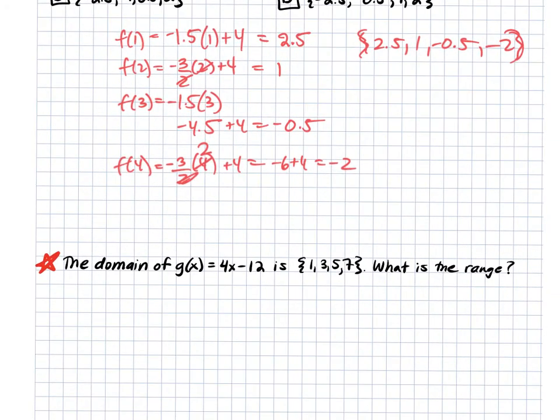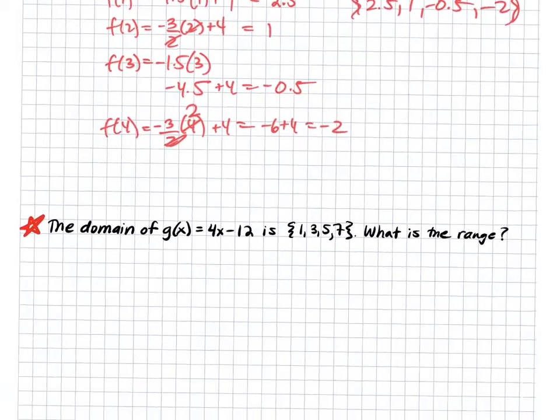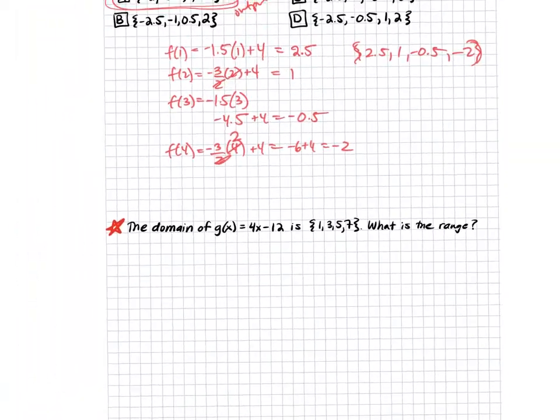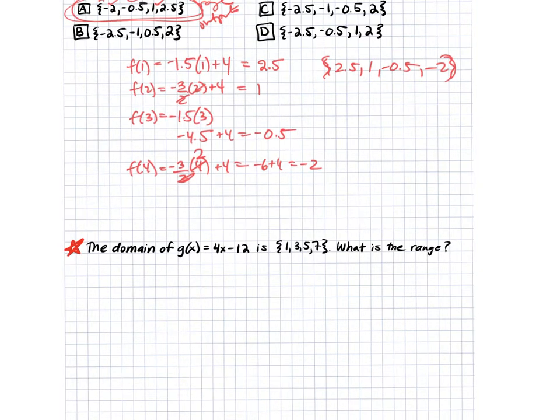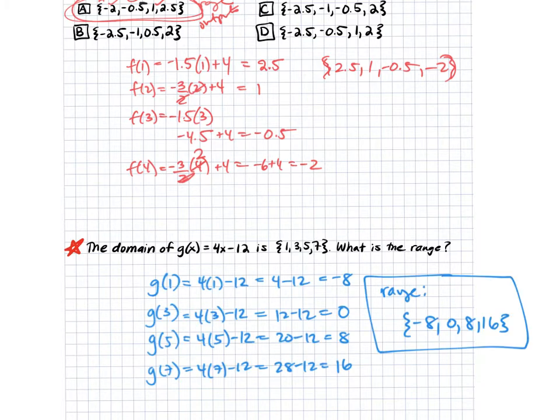Okay, so here's one for you to try. It's not multiple choice, so you have to actually do them all. The domain of g of x is 1, 3, 5, and 7. What's its range? Press pause, try this on your own, and then check back for the answer. Okay, so here the domain, or these are my inputs. With our function notation, you're plugging the 1 in here, and then the 3 in here, and then the 5 in here, and the 7, and seeing your outputs. So this is what we get when we plug in our 4 inputs. We get negative 8, 0, 8, and 16.